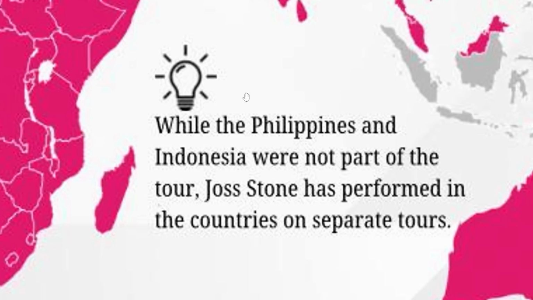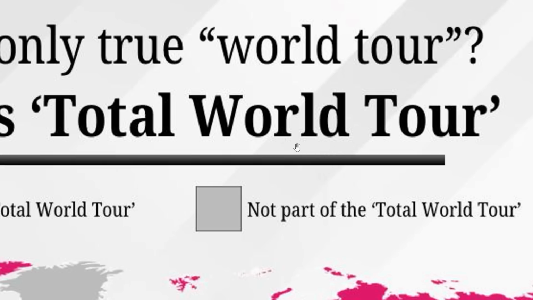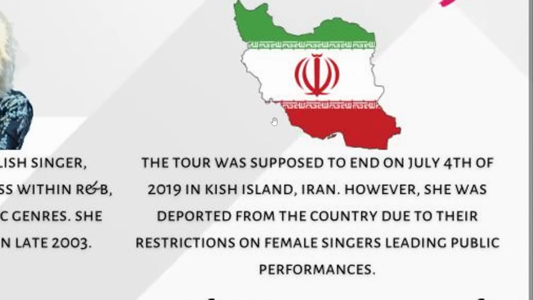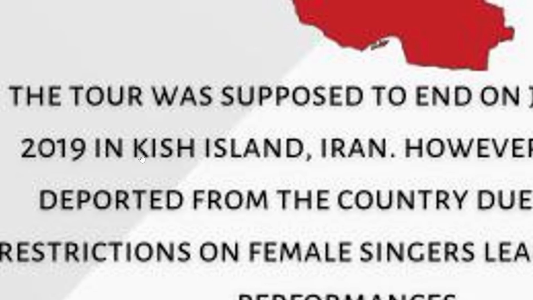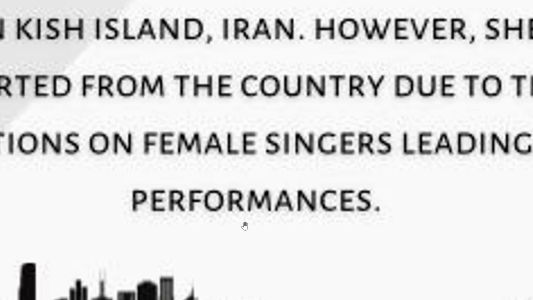I get Iran, like that is going to be difficult. But those other two, while the Philippines and Indonesia were not part of the tour, Josh Stone has performed in those countries on separate occasions. Oh, okay, so I guess it counts. Maybe she just didn't want to return, but so you could have filled those in. Those two just weren't played in between the years of 2014 and 2019. What's insane is apparently she played in North Korea. How did she do that? And then not Iran. The tour was supposed to end July 4th in 2019. However, she was deported from the country due to their restrictions on female singers leading public performances.